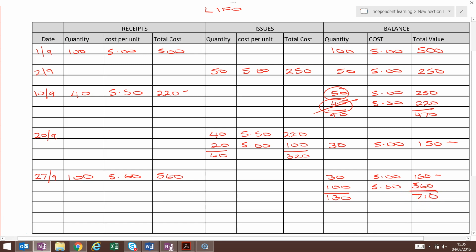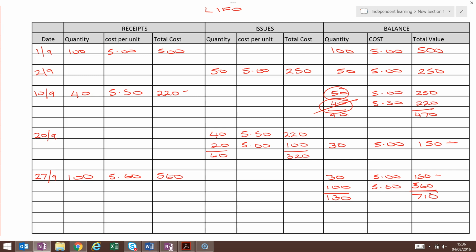Okay. So you can see a difference. With FIFO, we had 130 units at a valuation of £725. With LIFO, we have the same number of units, 130, but a closing stock valuation of £710. So we have got rising prices. If you look at the example, you can see that each time we had a receipt of goods, the price went up. So it's times of rising prices. FIFO has given us a higher closing stock valuation than LIFO.